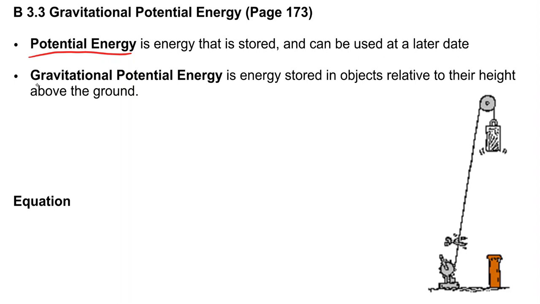Another type of potential energy is gravitational potential energy. Gravitational potential energy is energy stored in objects relative to their height above the ground. Let's take an example. So we've got basically a series of pulleys here. Mr. Walton uses a winch down here. It's just like a gear, and it's got a cord attached to it, and that cord strings way up over a pulley, and it's attached to a weight. And so when I wind up this gear, it pulls on the cord, and the weight goes up.